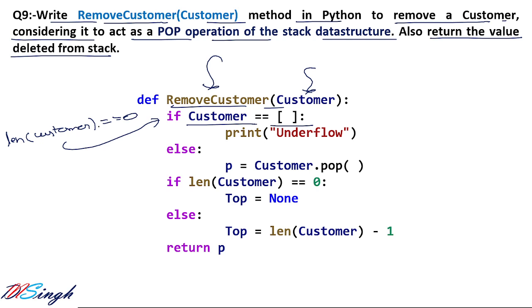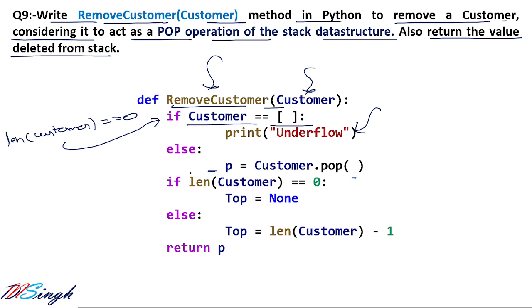So if it is 0, that means this particular list is empty, because our stack is implemented using the list. It also says that this particular list of customer is empty, which means we cannot pop an element out from this stack. If it is not the case, go to the else part: p equal to customer dot pop. What will pop do? Pop will remove the element present at the last index if you have not supplied any argument to it, and store it inside p.